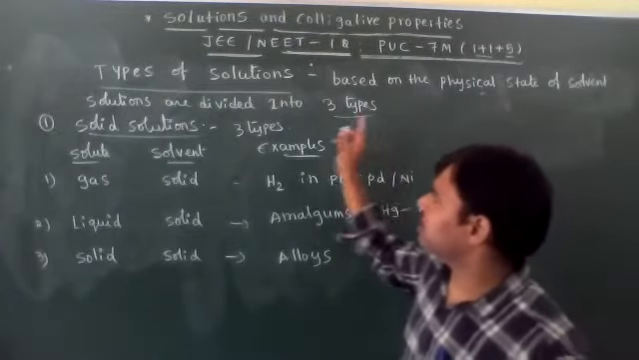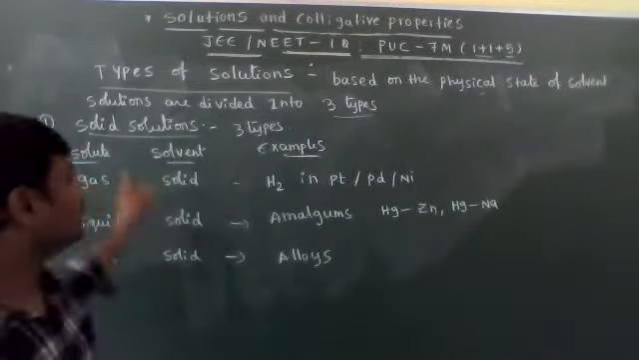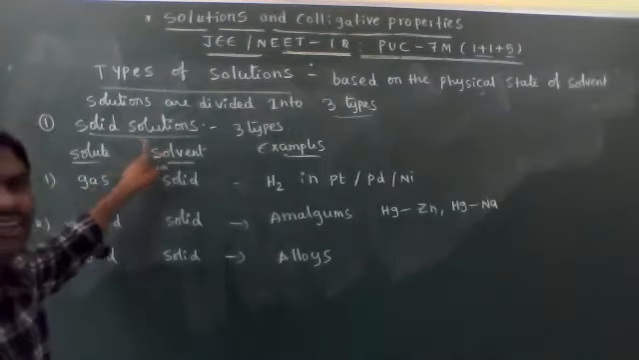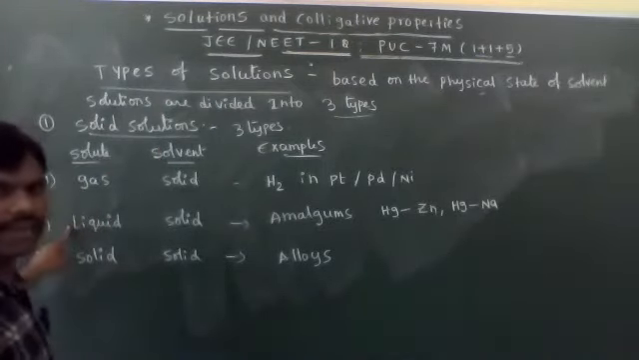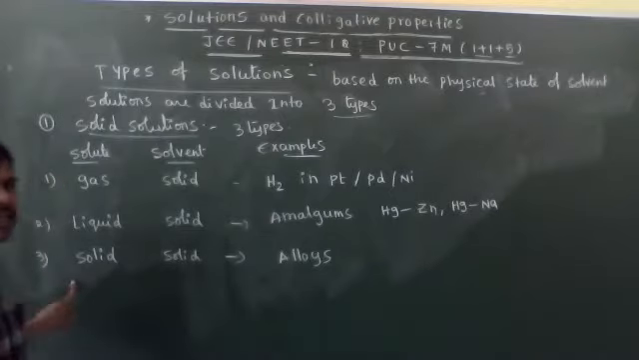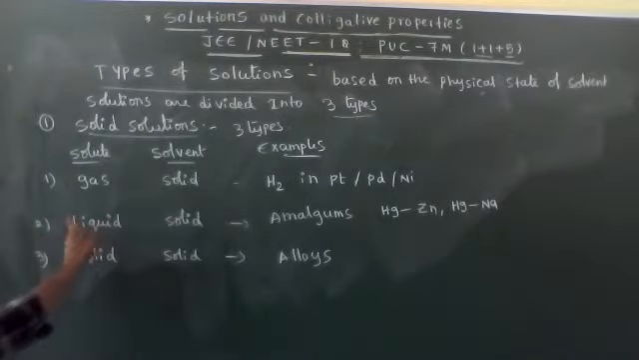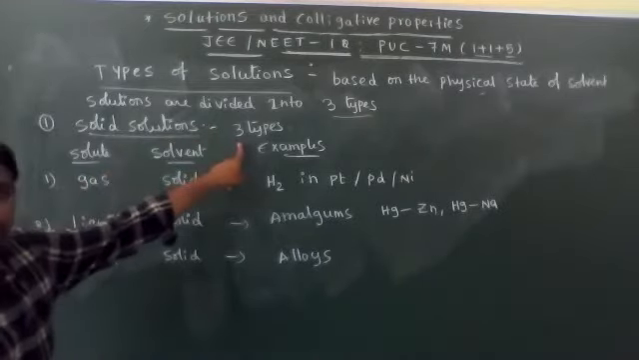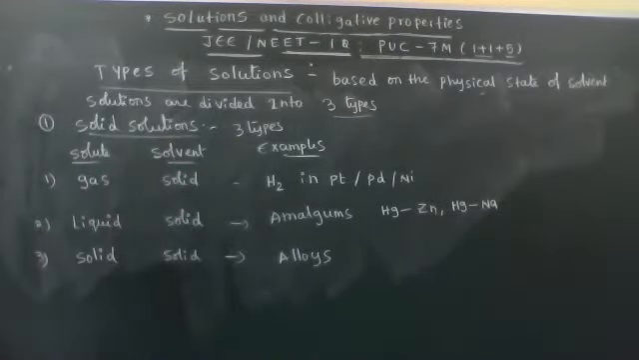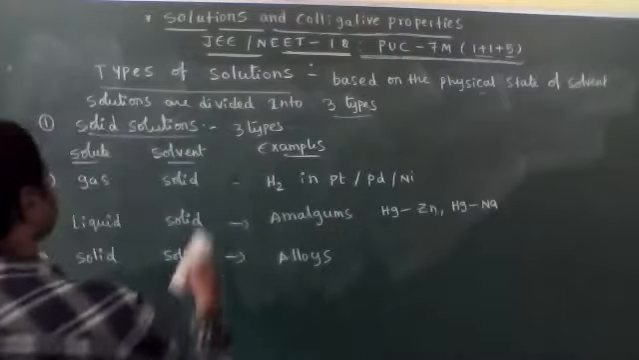So the first type of solution is solid solutions. The solvent is fixed, solid only. Then the solute may be gas or liquid or solid: gas in solid, liquid in solids and solid in solids. Again, solid solutions are how many types, dear students? Three types.